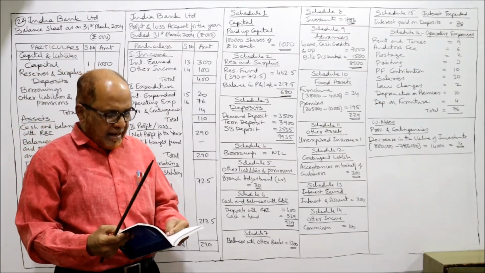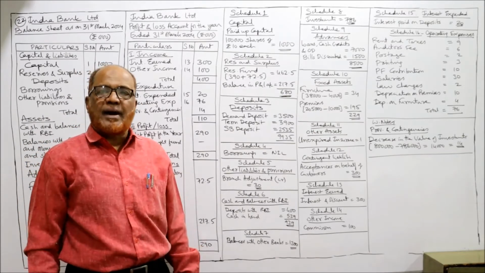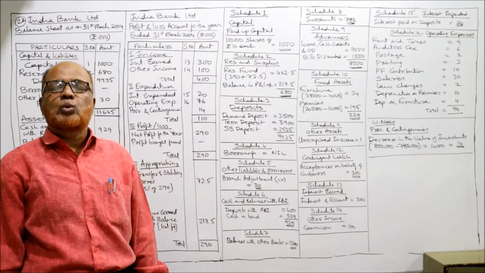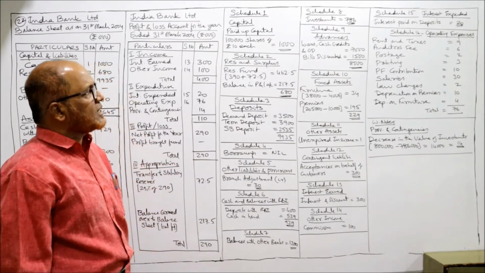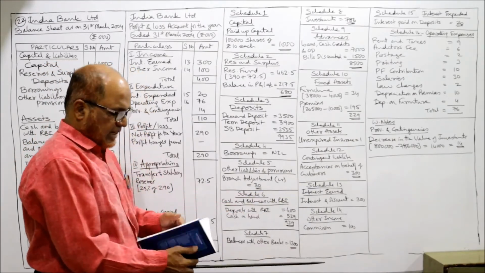Now, the bank has accepted on behalf of customers bills worth rupees 3 lakh. The bank has accepted bills on behalf of customers. This will come under schedule number 12, acceptance, endorsements and other obligations. Here, acceptance, endorsements on behalf of customers, 3 lakh.